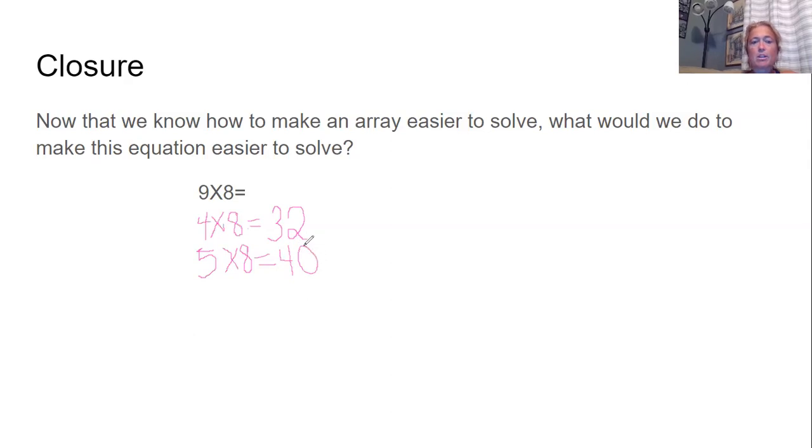We know that because we could count by 5 8 times. Then we would add this together, and we would still get 72. So either way, you get the same answer.